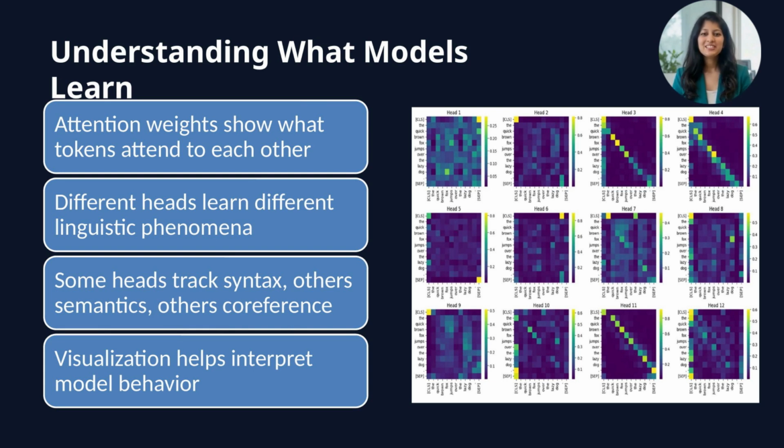The model doesn't explicitly learn these roles. They emerge from training on language modeling. This interpretability is valuable. When a model makes a mistake, examining attention can reveal why. Maybe it attended to the wrong context. Maybe a crucial relationship wasn't captured. Attention visualization isn't perfect for interpreting models. Attention weights don't fully explain model decisions, but they provide useful insights into what information flows where. Understanding what models learn helps us improve architectures, diagnose failures, and build more capable systems.